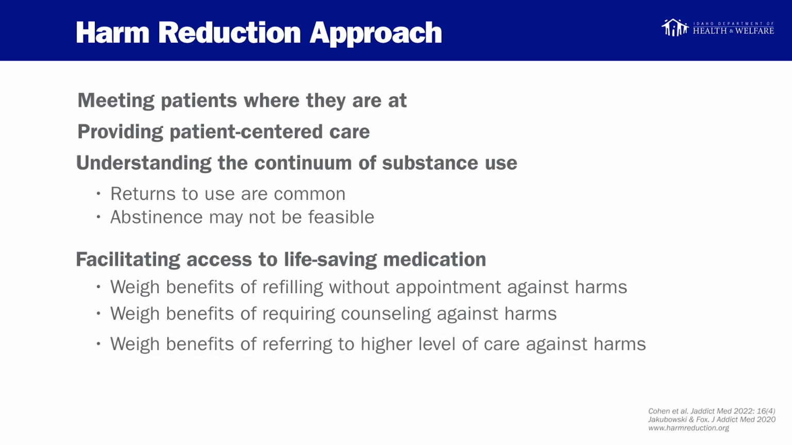Weighing the benefits of referring to a higher level of care against the harms is also a big decision because somebody might not go. Opioid treatment programs require daily dosing. Someone might not have transportation or the time, right, to be able to get there. And so you really need to know what the situation is like before making that decision.